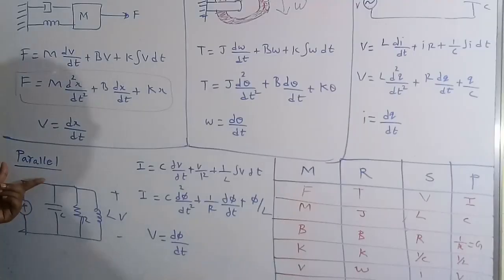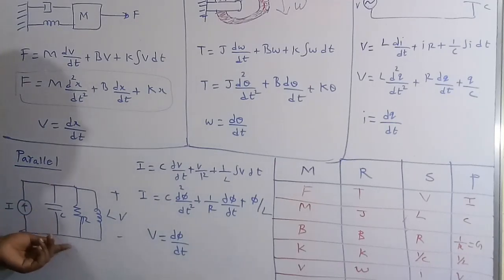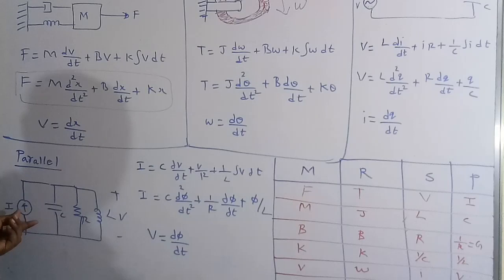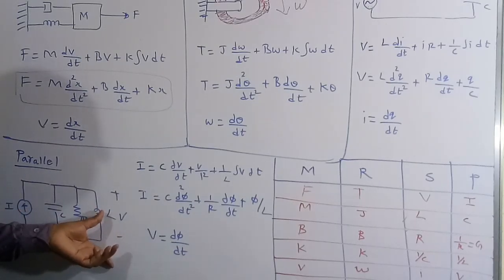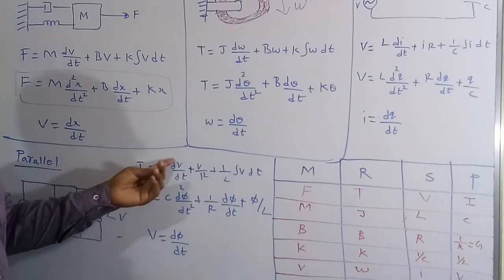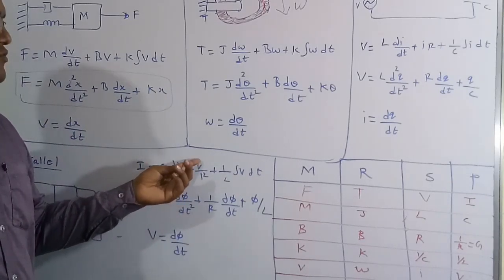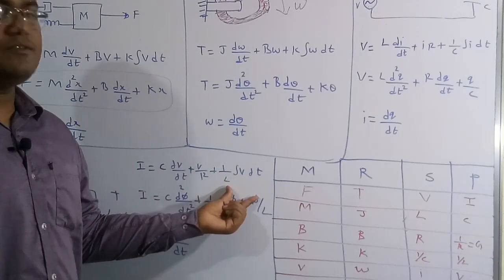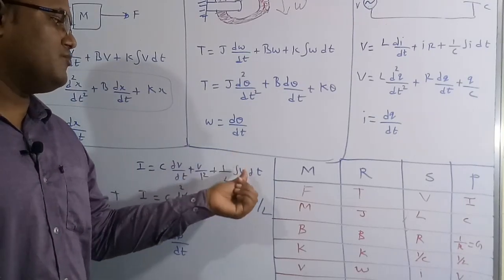And now we will see the parallel RLC circuit. For the parallel RLC circuit, we are going to write the net equation. Now this is the current source and this is the voltage across the current source. Here the net current is equal to the current through the capacitor, which is C into dV by dt, the current through the resistor, which is V by R, and the current through the inductor, which is 1 by L integration of V dt.